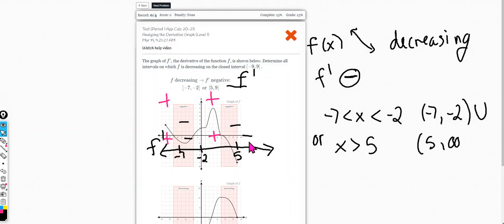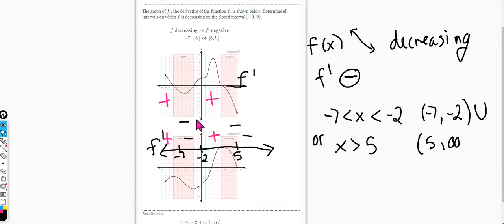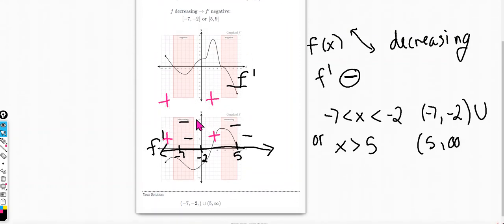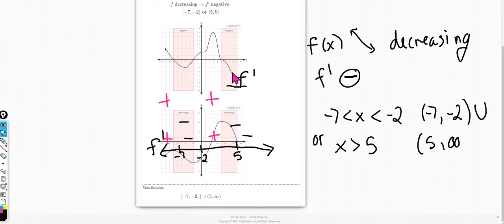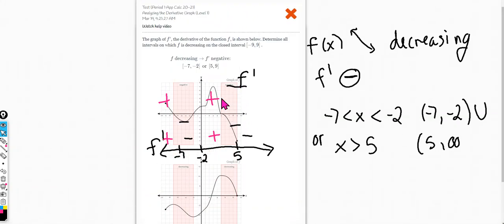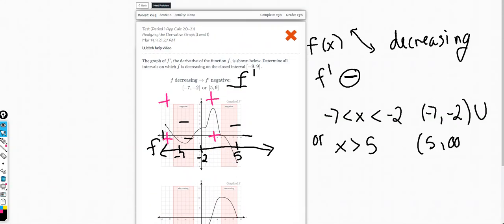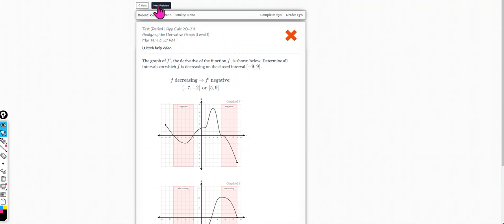Uh-oh. Oh, interesting. Okay. Oh, 5 to 9. Oh, I didn't realize there was an endpoint. Okay, so that's my fault. Now, if you make a very simple mistake like this where you misread the graph, please let me know because I can go back and update your score accordingly. So let's see if we can't do one more of these correctly.